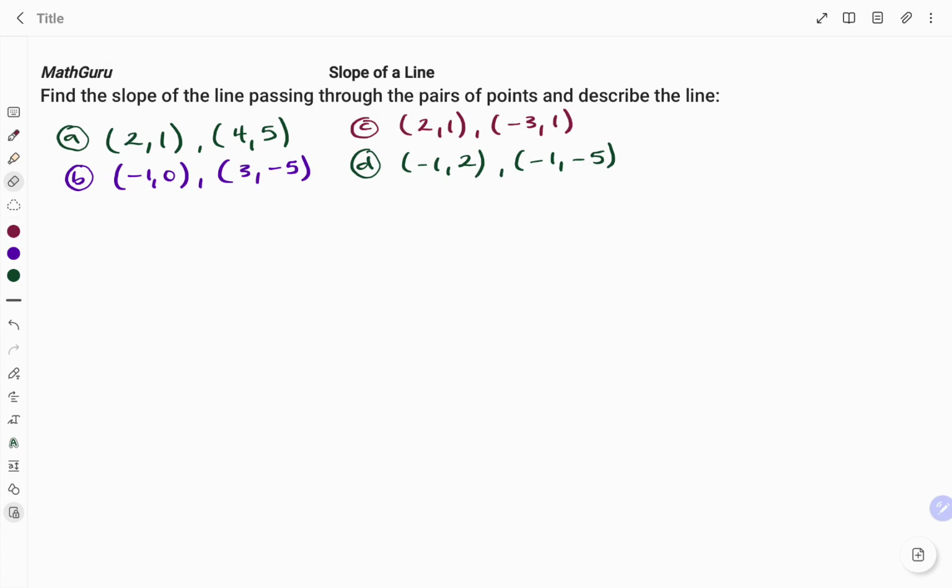In this video, I'm going to show you how to find the slope of the following pairs of points.